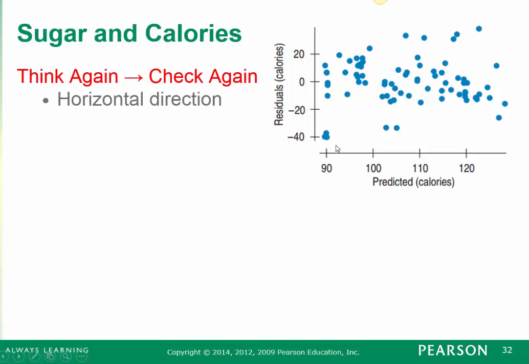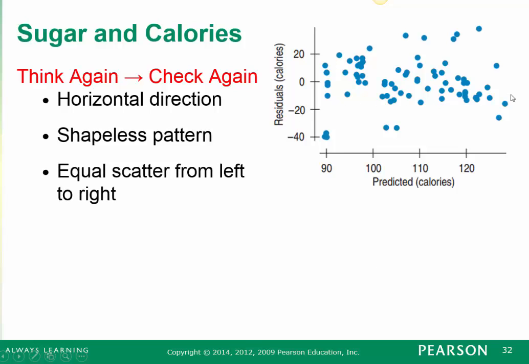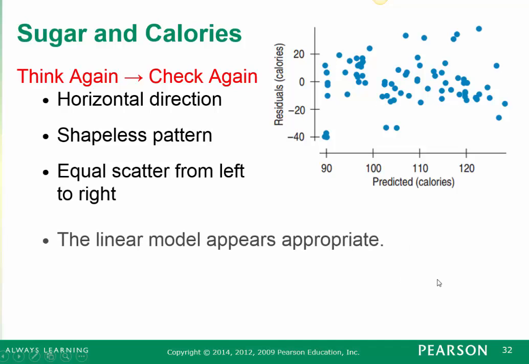And again, here's a residual plot. I just see random pattern, which is what I want to see. I don't see any curves. I don't see any fan pattern. Equal scatter when I go from left to right, so it looks good. The linear model appears to be appropriate.